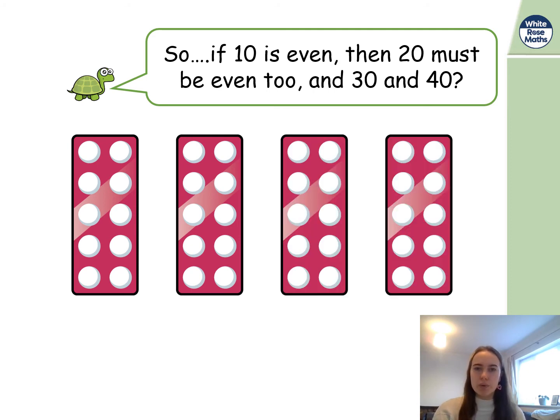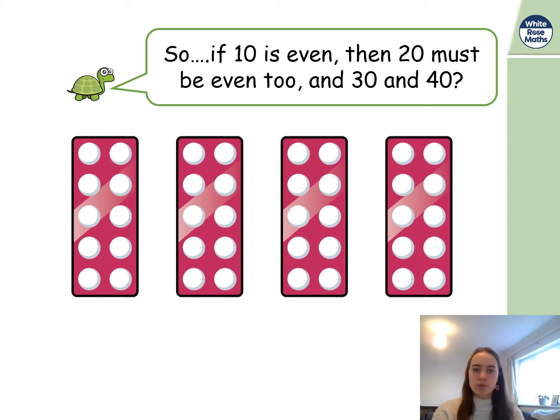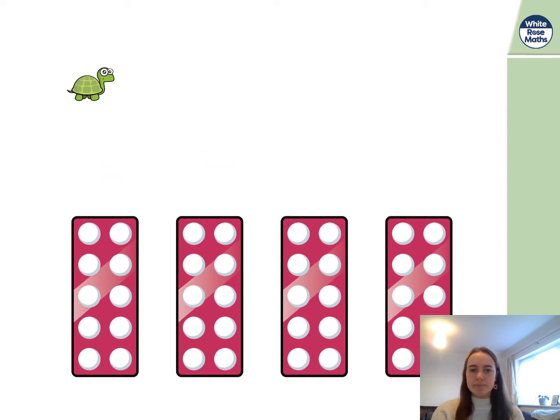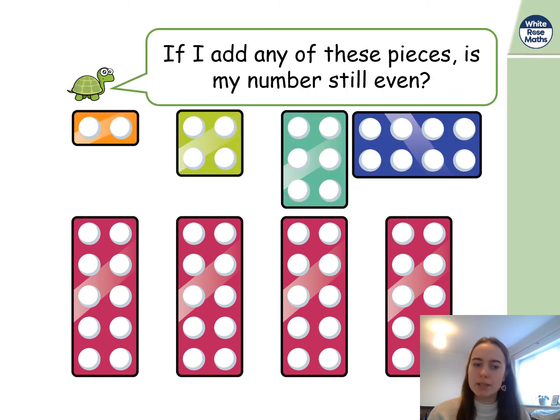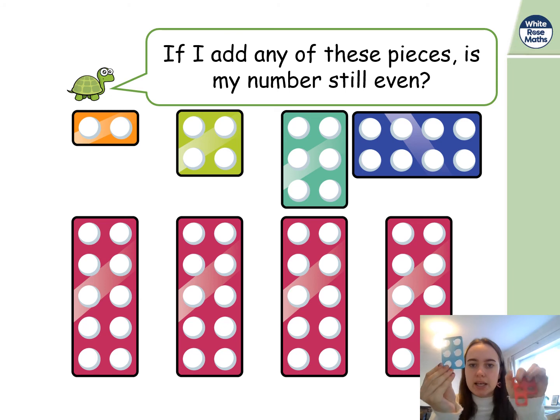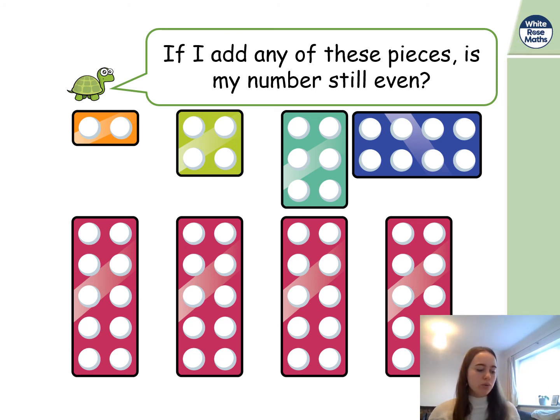So there you go, there's 40 shown in our Numicon with our tens. 4 tens gives us 40. If I add any of these pieces, is my number still even? Have a think, what do you think? Remember what I said, if a Numicon has 1 popping up like this, then it's an odd number. If it doesn't have any and it's got groups of 2s, then it's an even number. So all of the Numicon on that slide have groups of 2s, so they are even.